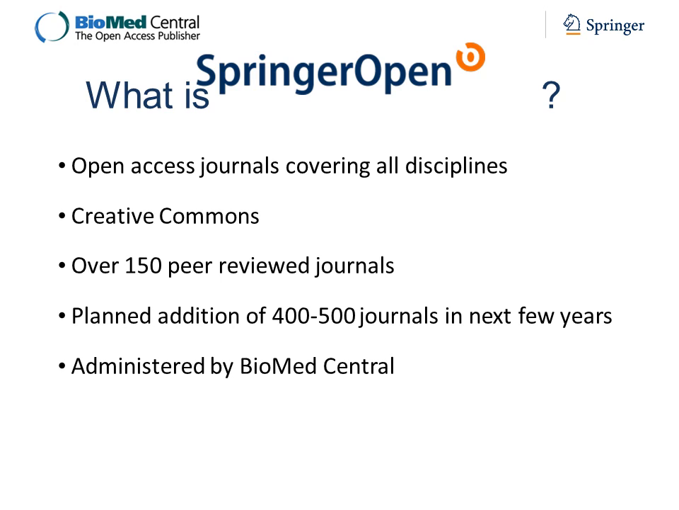This is now Springer Open, the other part of the fully gold open access path at Springer. And these are also fully open access journals covering all disciplines, mainly non-medical and non-life sciences journals, also under the Creative Commons license. They now publish 150 peer-reviewed journals, also in humanities and social sciences, and in the coming years they also plan to publish another 400 to 500 more journals.